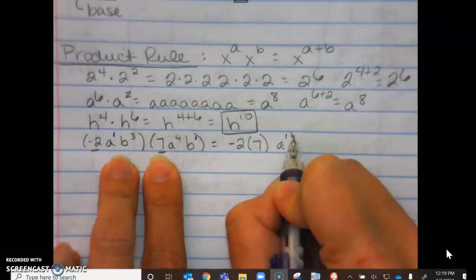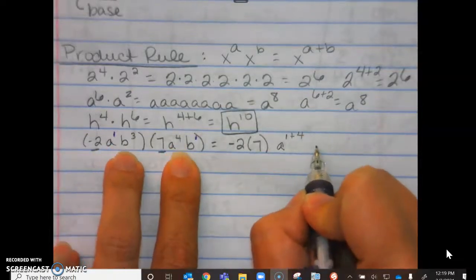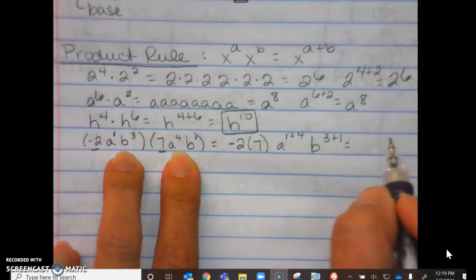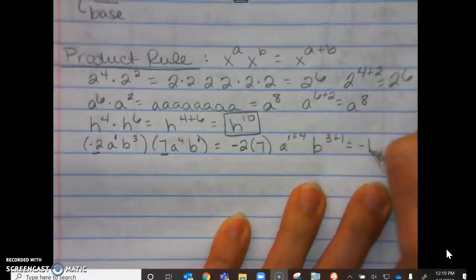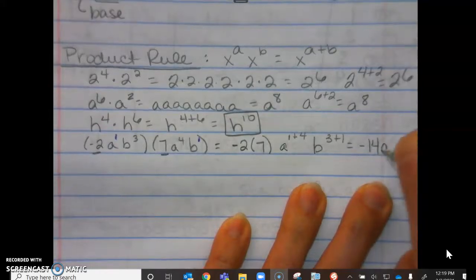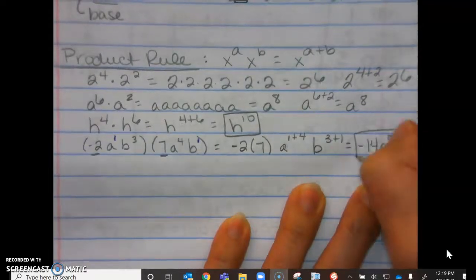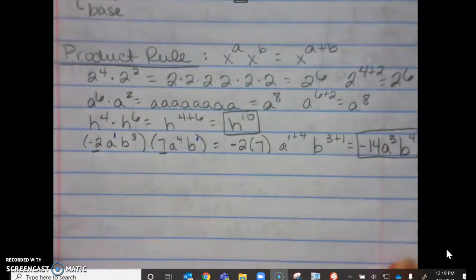A to the 1 plus 4, because we're being multiplied, we add them. B to the 3 plus 1. And now we can simplify it. So negative 2 times 7 is negative 14. A, 1 plus 4 is 5. B, 3 plus 1 is 4. And that is our simplified answer. Okay.